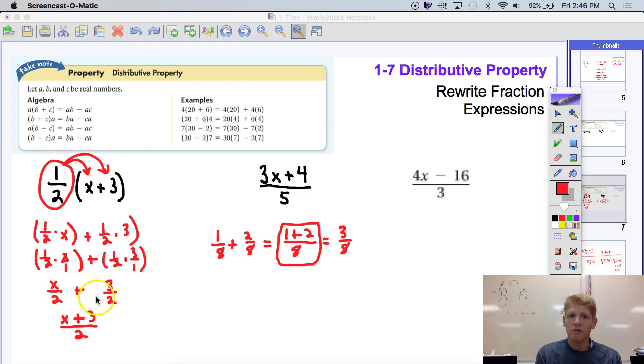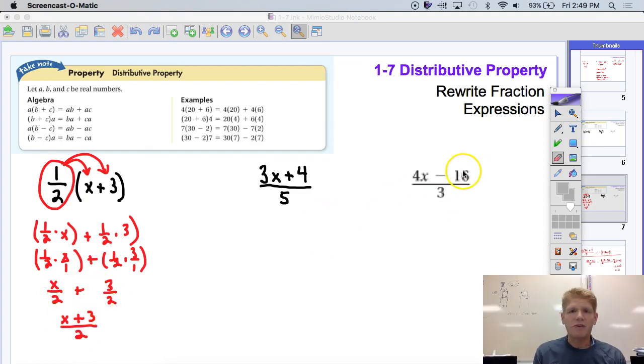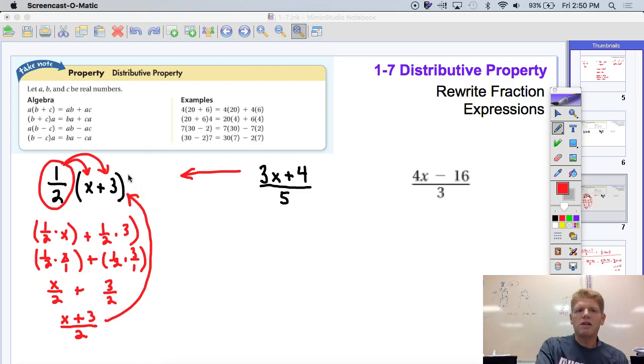Since I didn't get to cover all this in class, I'm going to do a little bit more on this video than I did in class. So we want to take this problem right here, 3x plus 4 over 5, which looks a lot like x plus 3 over 2, and we want to make it look like this first, which means we're basically going to do the opposite steps that we did to get here. So let's take a look at how to do that.